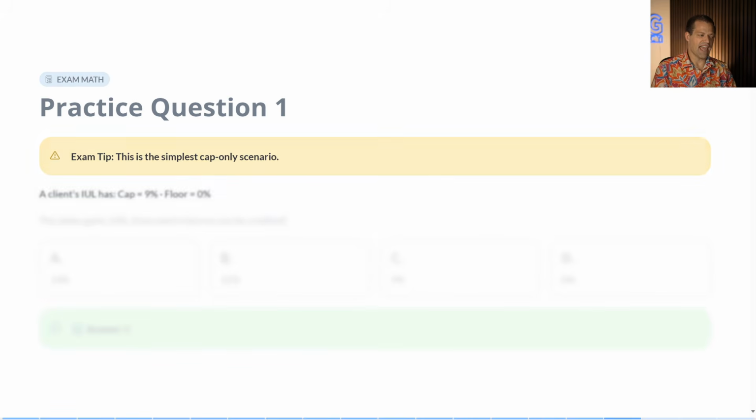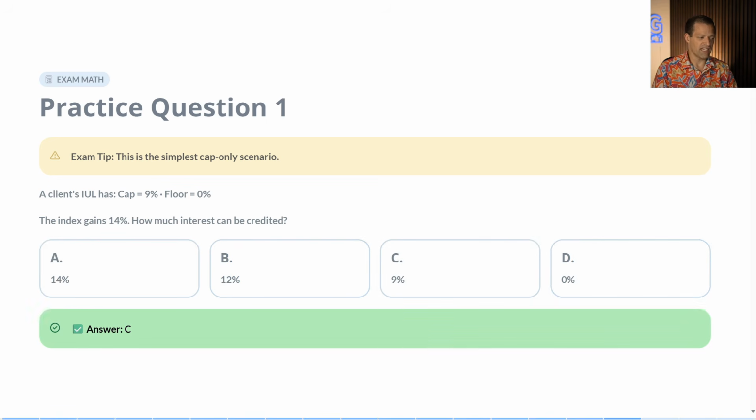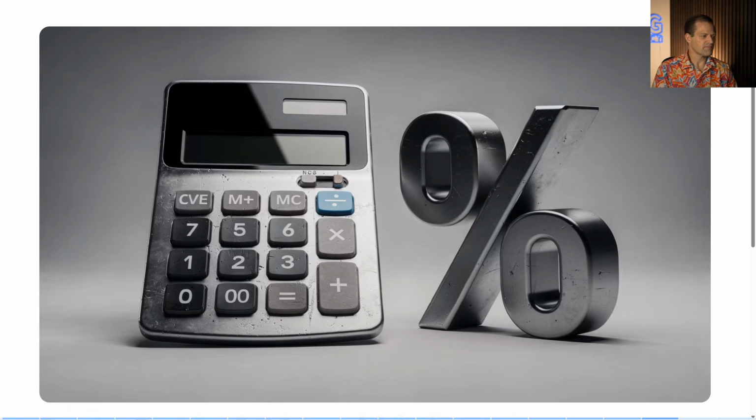Practice question 1. This is the simplest cap-only scenario. An IUL has a 9% cap and a floor of 0. The index gains 14%. How much interest can be credited? 14%, is it all of it? Is it 12%? Is it 9% or 0? The answer is C, because the cap tells you that you can't be credited anything in excess. So if the index is in excess of the cap, then the credit equals the cap.